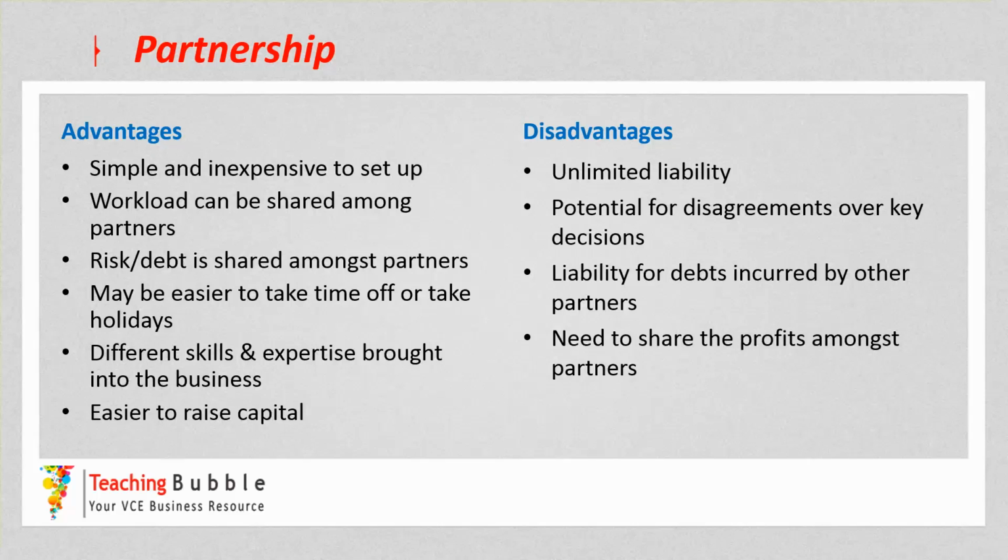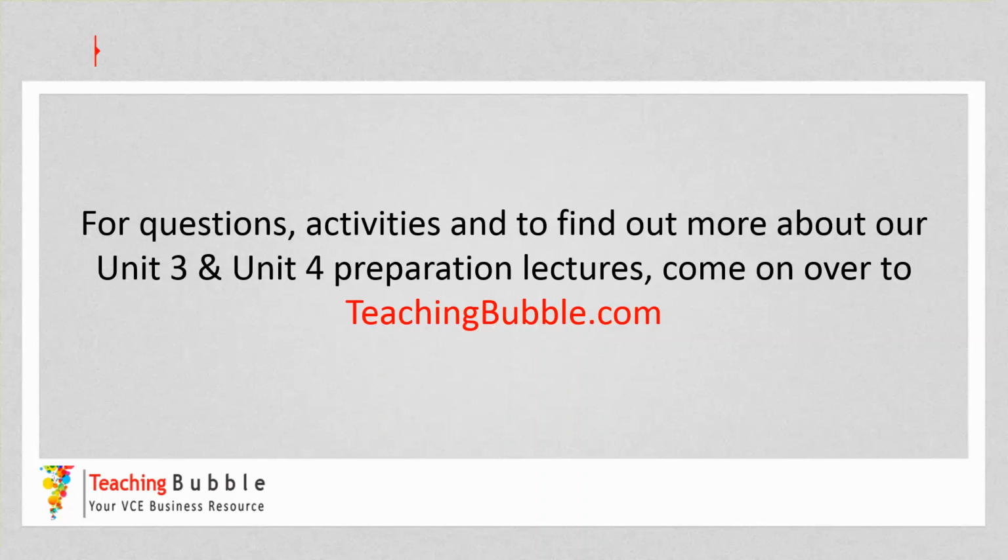Now, the disadvantages, again, is unlimited liability, so the partners are responsible for all the debts. There's potential for disagreements over key decisions, especially if their roles aren't set out, and the liability for debts incurred by other partners. So if one partner incurs debts within the business, then all of a sudden all of the partners are liable for that, and they need to share the profits amongst the partners. Now, hopefully the business can make more money and more profits as the partnership, but those profits do need to be shared amongst the partners.